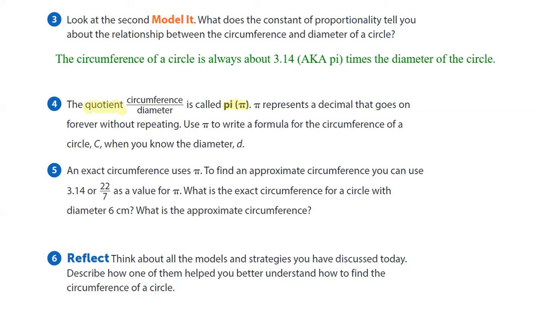Use pi, the little simple pi, to write a formula for the circumference of a circle, which will have a capital C. We like to use capitals for things like circumference, volume, and area. We know the diameter is D. We said the circumference of a circle is always about pi times the diameter. So pi times the diameter, or you could do it the other way. Either way is fine. Doesn't matter.